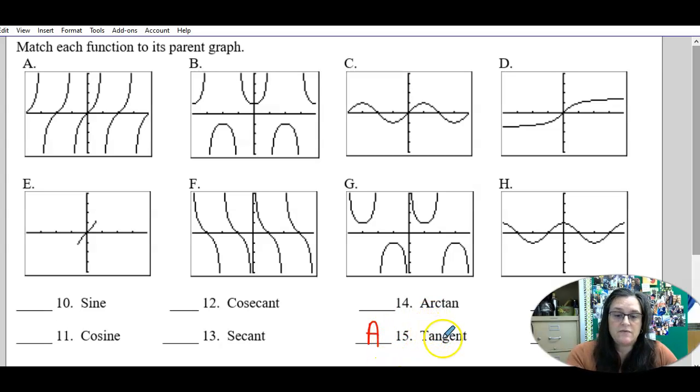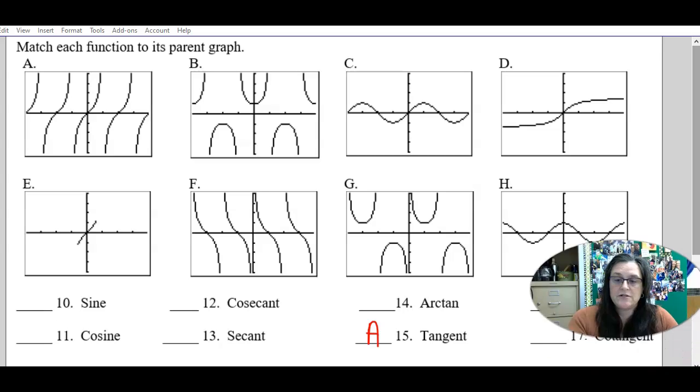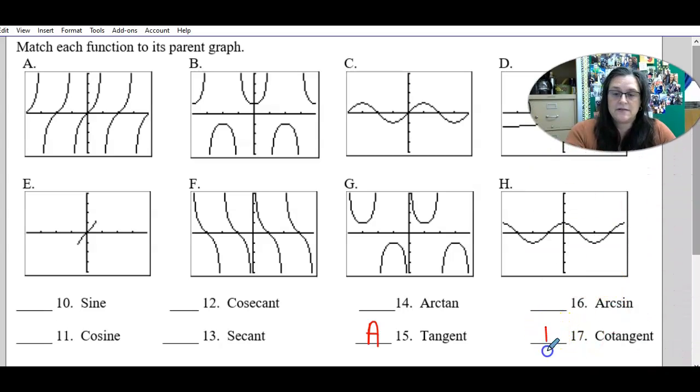Cotangent is the reciprocal of tangent, and its graph is going to be decreasing wiggles. So same general shape as the tangent, only they're going to be decreasing from left to right. The asymptotes for the cotangent graph are plus or minus k times pi, and the zeros are at pi over 2 plus or minus k times pi. So our cotangent graph is F.